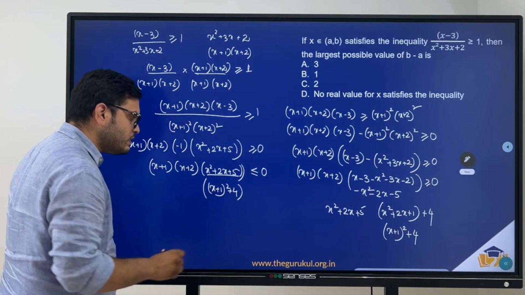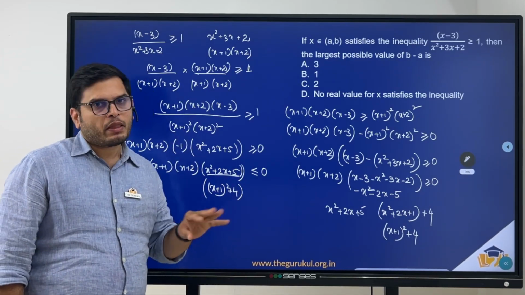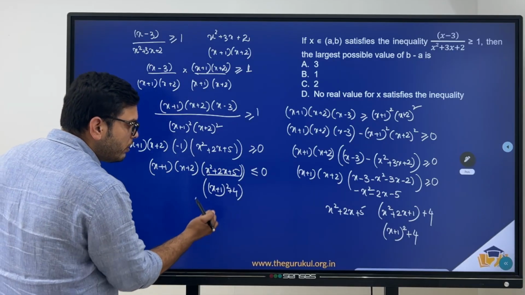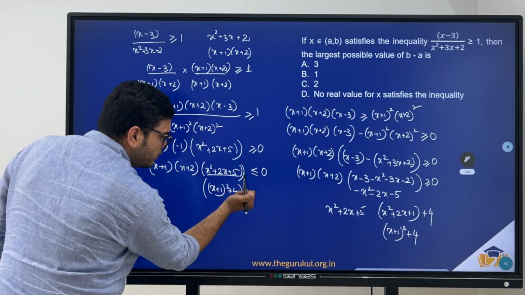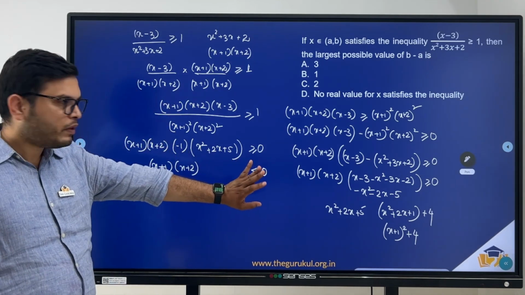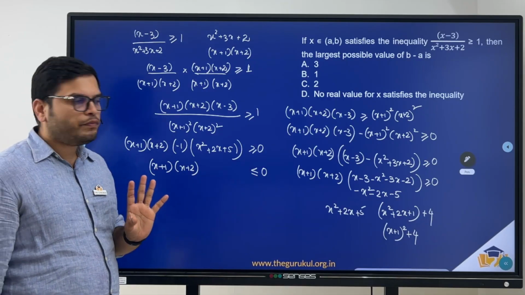Now what can we say about this, right? This cannot be negative. This will always be positive because (x plus 1) whole square cannot be negative, right? Now this is positive, so it does not have any effect on the inequality. Now the product of these two should be less than or equal to 0, right?